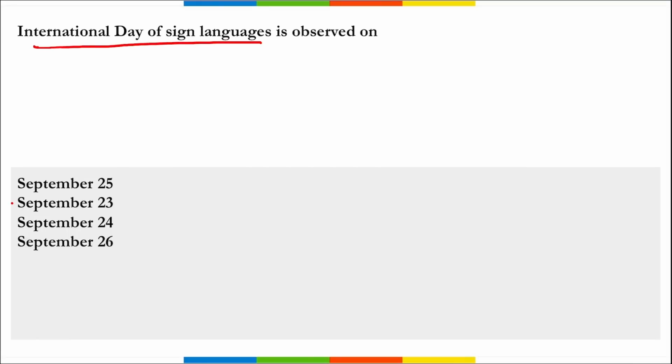When do we observe this? It is observed on 23rd of September, right? And it is to support and protect the linguistic identity and cultural diversity of all the deaf people and other sign languages. There are American Sign Language and there is British Sign Language.